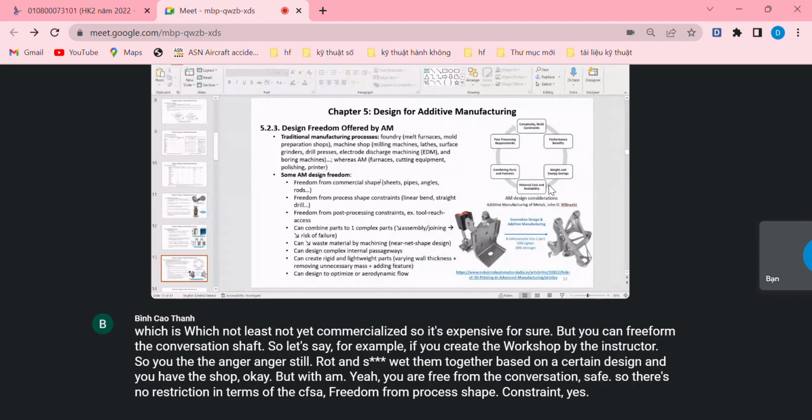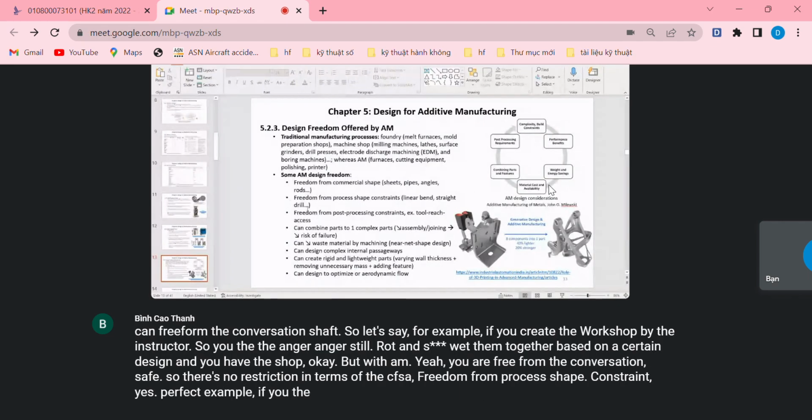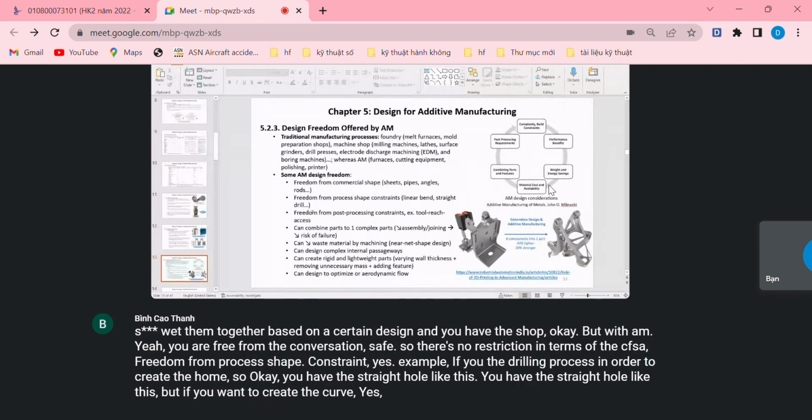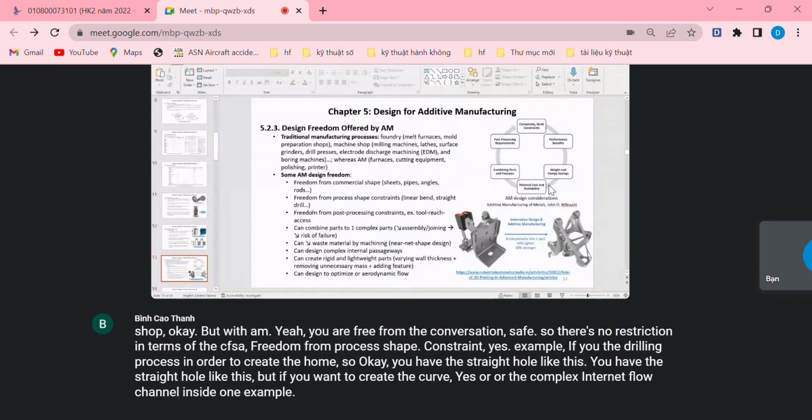Yes. For example, if you use the drilling process in order to create a hole, okay, you have the straight hole like this, you have the straight hole like this. But if you want to create a curve, or the complex internal flow channel inside a van, for example, with the traditional manufacturing process, you have a big constraint of the process shape.